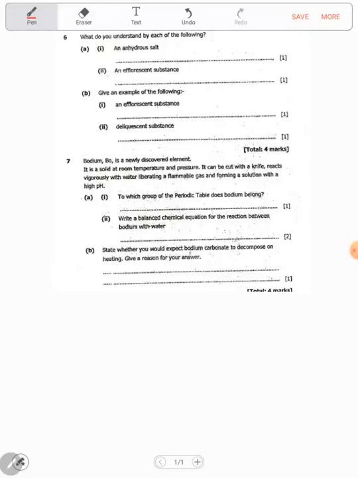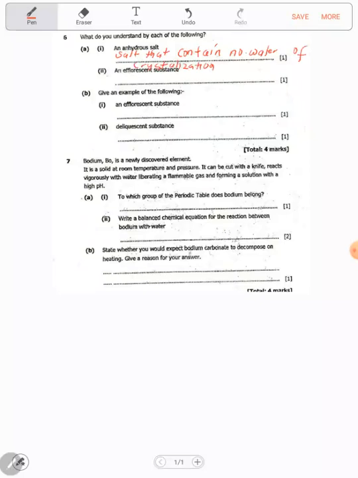What do you understand by each of the following? 1. An anhydrous salt. 2. An efflorescent substance. So, what is an anhydrous salt? It's just a salt that contains no water of crystallization. So it's a salt that does not contain water.